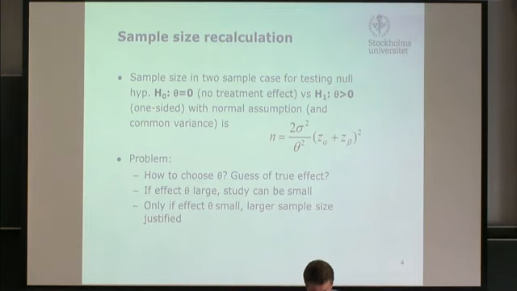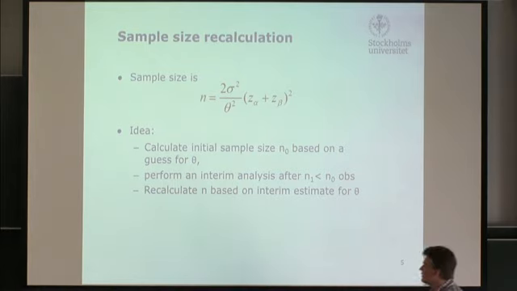So the idea for the sample size recalculation is to calculate an initial sample size n null based on a rough guess for theta, then perform an interim analysis after a certain number of patients, and we come back to how early or how late this interim analysis is meaningful, and then to recalculate the number based on the interim estimate.